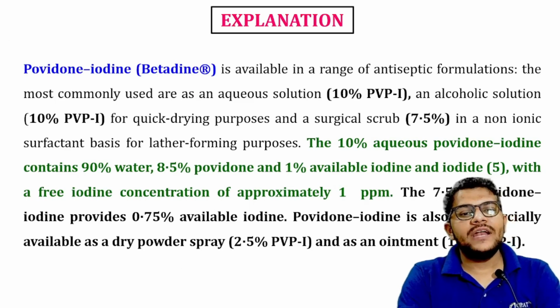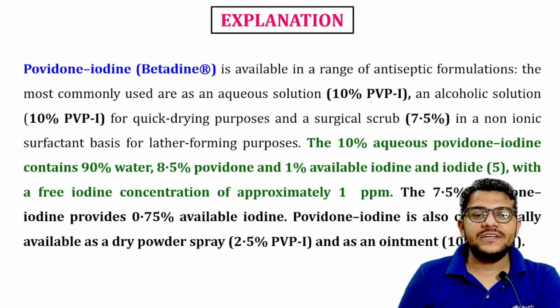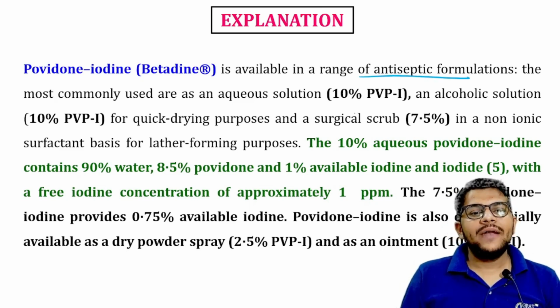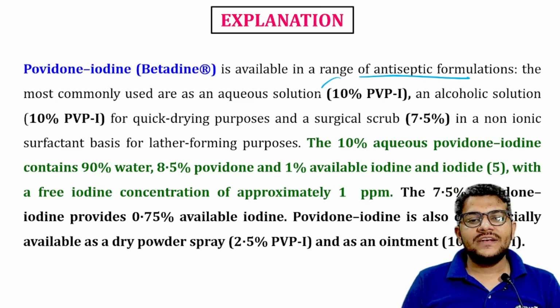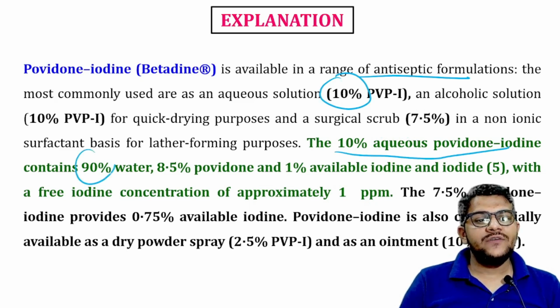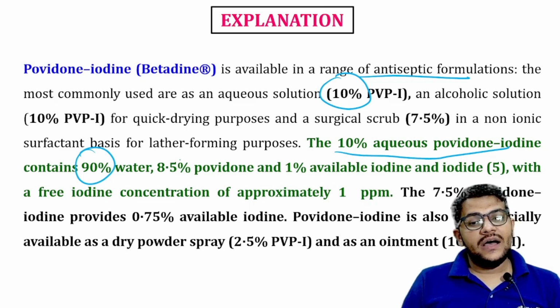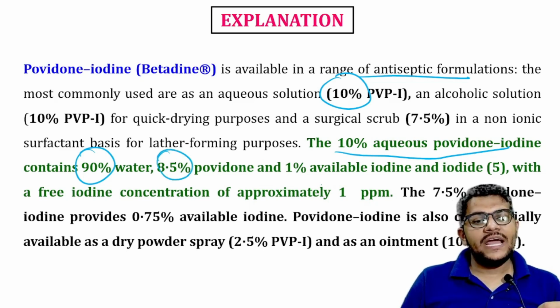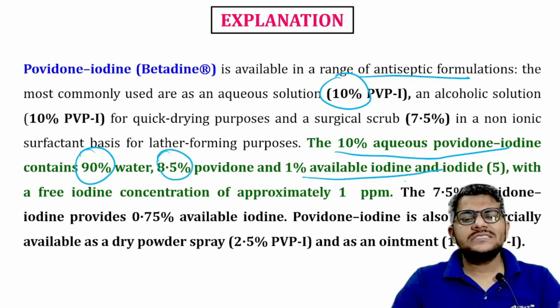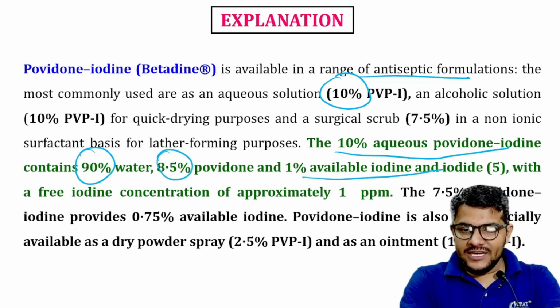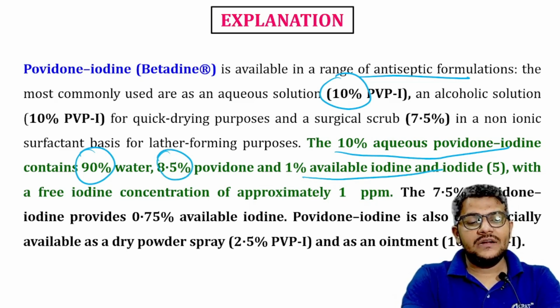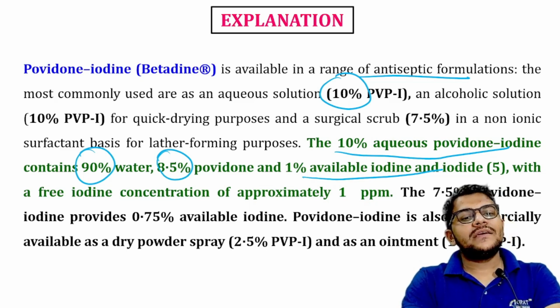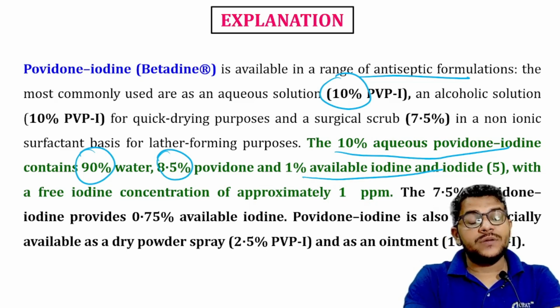After that, povidone iodine, as I told you, is an antiseptic formulation, and most commonly its aqueous solution contains 10%, and the 10% aqueous solution of povidone contains 90% water, whereas 8.5% povidone and 1% available iodine. This is somewhat a very deep discussion. So you just have to remember that 10% povidone contains 10% of iodine only.